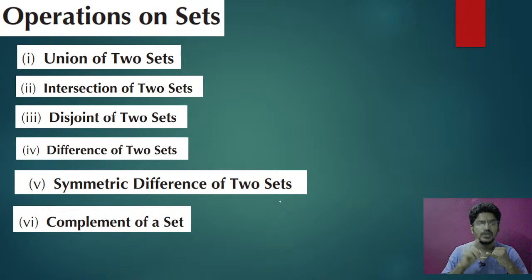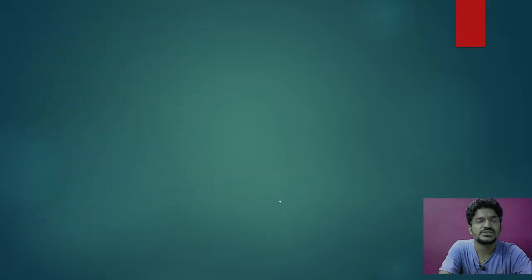That is 1. Union, everyone knows. Intersection, everyone knows. Disjoint, only few of you know about it. Difference of sets, only few of you know it. Symmetric difference, very few people know what is symmetric difference of two sets. Complement of set is also known to very few people. But union and intersection is known to everyone, I know. Now we have to understand disjoint, difference, symmetric difference and complement of a set. Okay, let us start this.